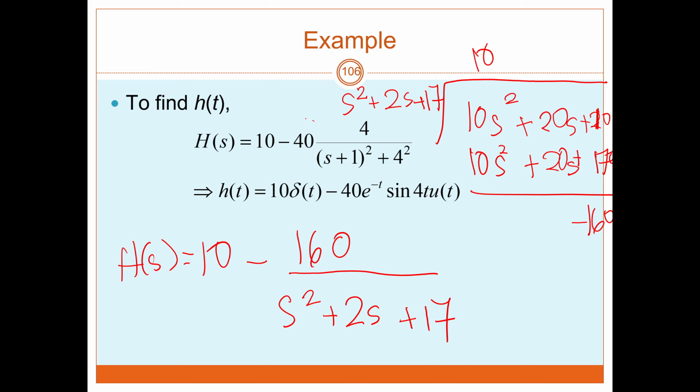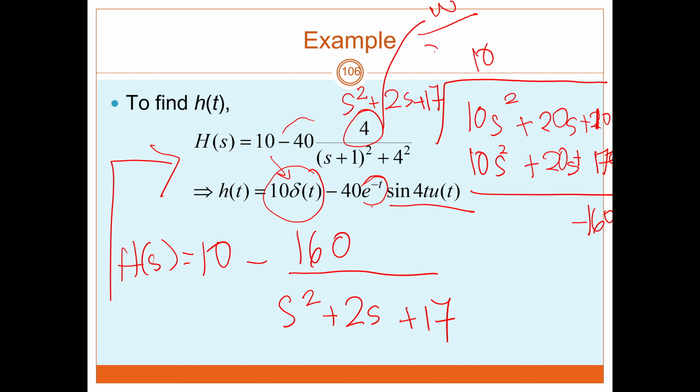Or it can also be rewritten like this, and then we find the equivalent Laplace. The 10 will become 10 delta(t), minus 40 e^(-t) from the time shift, and this one from the equation of sine omega over s plus a squared plus omega squared. Omega here is 2. Now you can find h(t).